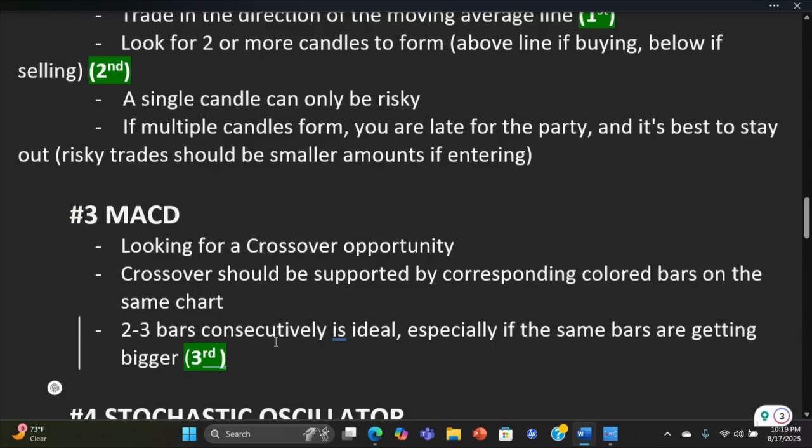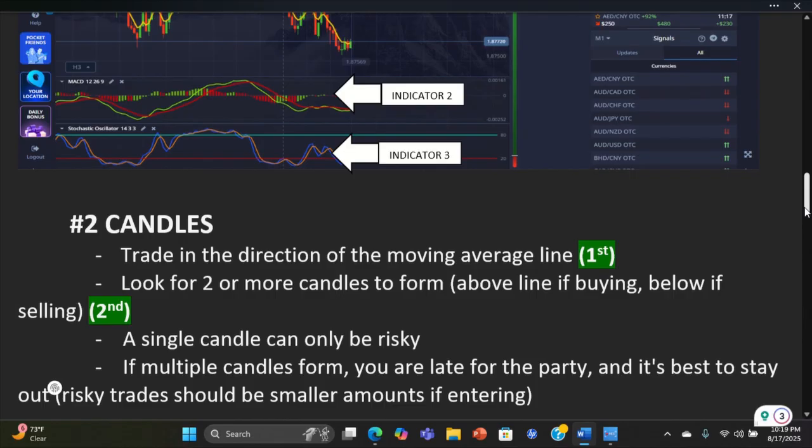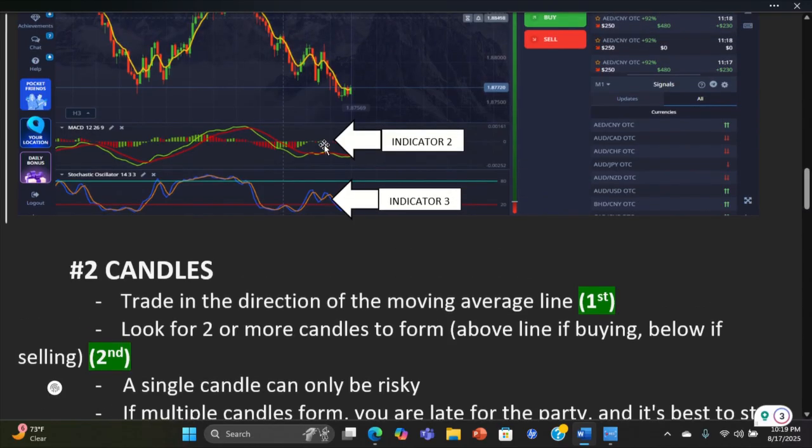So red over blue or green over blue. I don't know what color I'm using. Green over red. And then you should see consistent bars underneath that. All right. And if they're getting bigger, that's better. Now, if they're starting to mellow out and be tiny like this, it's more risky. This is a sign of consolidation.